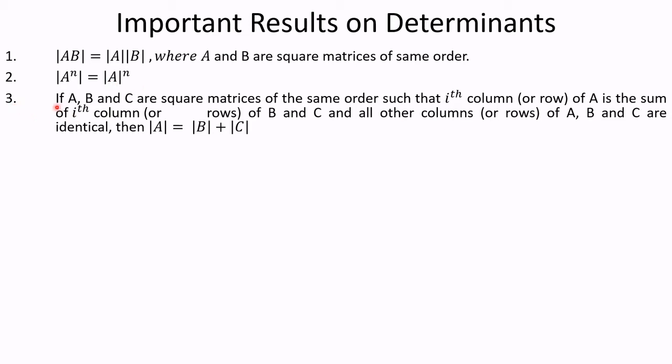Number 3. If A, B and C are square matrices of the same order, such that ith column or row of A is the sum of ith column or row of B and C, and all other columns of A, B and C are identical, that is, determinant A is equal to determinant B plus determinant C.